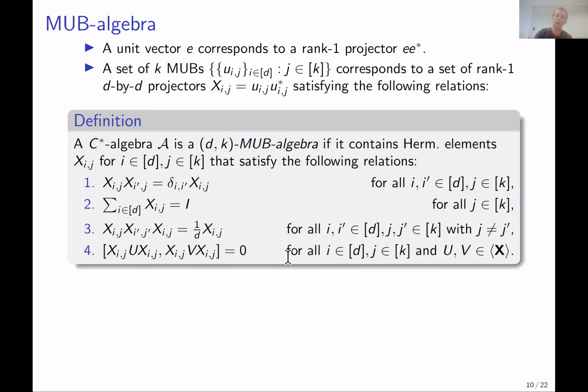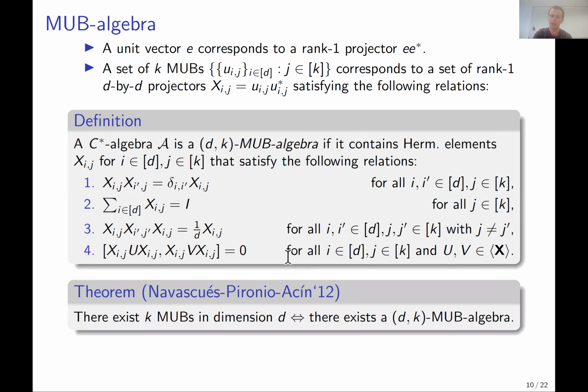Okay, so these relations together define this DK-MUP algebra. And what I find one of the nicest results about C-star algebras and polynomial optimization is that they show how to characterize MUPs using this. They show that K MUPs exist in dimension D if and only if this DK-MUP algebra exists. And the thing that I want to emphasize here is that this can be an arbitrary C-star algebra. It doesn't have to be an algebra of D by D matrices. So that's the very nice thing here.